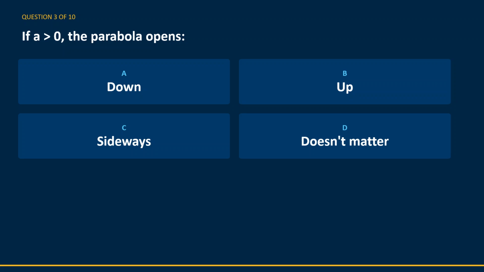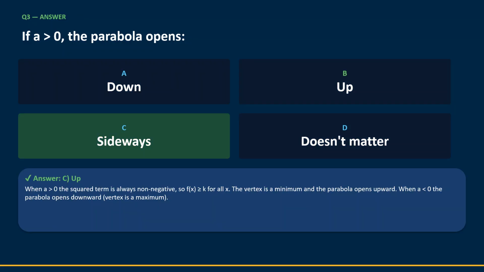Question 3. If a is greater than 0 and f of x equals ax squared plus bx plus c, which direction does the parabola open? The answer is upward. When a is positive, the parabola opens upward like a bowl. When a is negative, it opens downward. The sign of a controls direction, while the absolute value of a controls width.